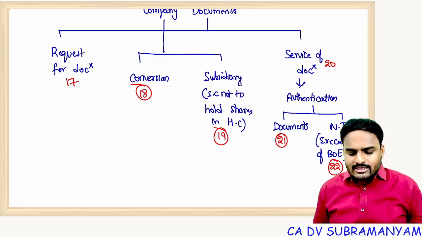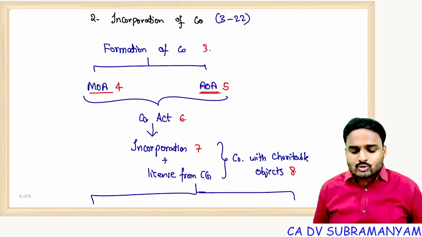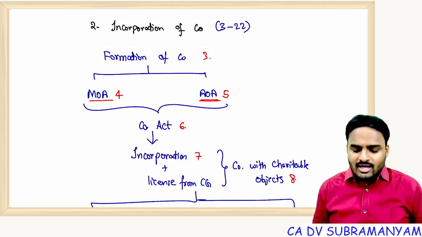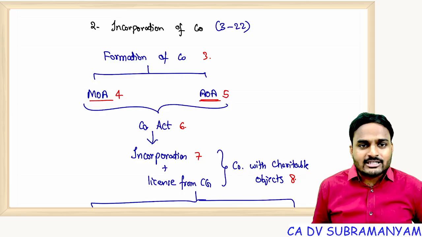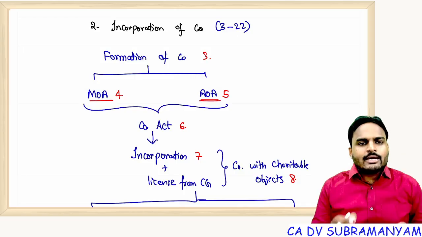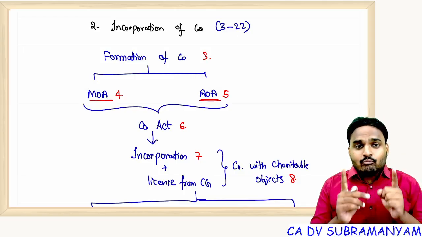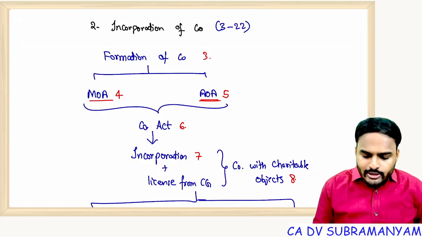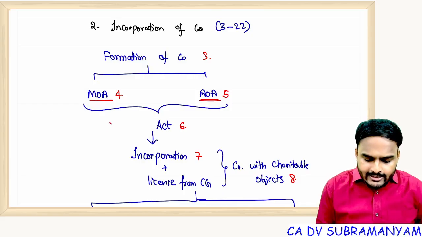So one more time, we'll revise that story. One more time I'll tell the story. Incidentally, you'll remember the section numbers. 20 sections in your hands. First of all, formation of company, section 3. Correct? For formation of a company, one has to prepare two documents, MOA and AOA. That MOA and AOA shall be in accordance with the Companies Act.